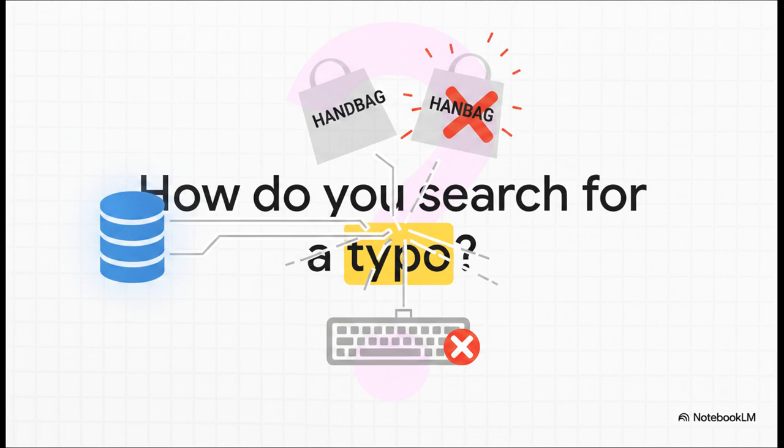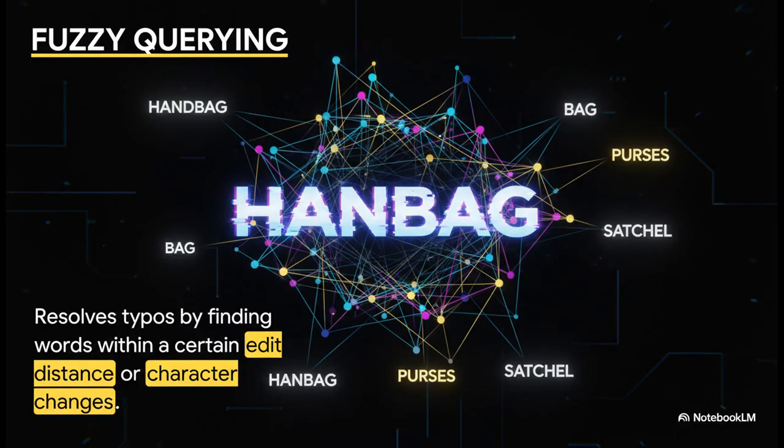If a user types handbag but accidentally misses a letter, an exact match index is going to return absolutely nothing. To handle this, full-text search engines like Lucene use fuzzy querying. They decipher this bad handwriting using a Levenshtein automaton. Now, don't let that name scare you. It's essentially just an incredibly fast in-memory machine that searches for words within a specific edit distance.